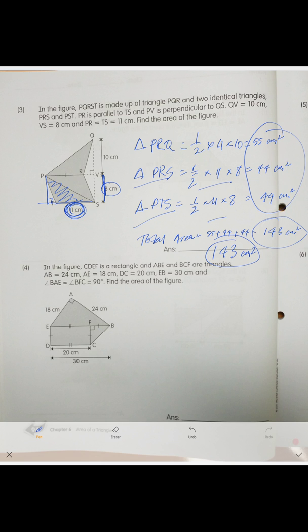Right, so the first one we calculate this one, right? We see the base, we see the height. So the area of the triangle ABE is equal to 1/2 times 24 times 18, which is 216 square centimeters. Okay. So we found this triangle.